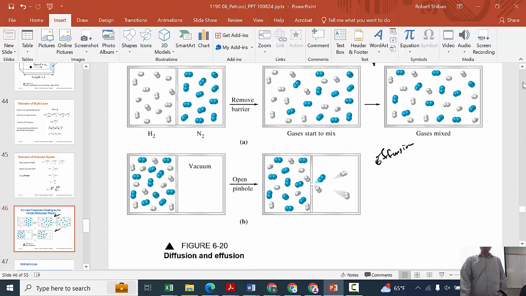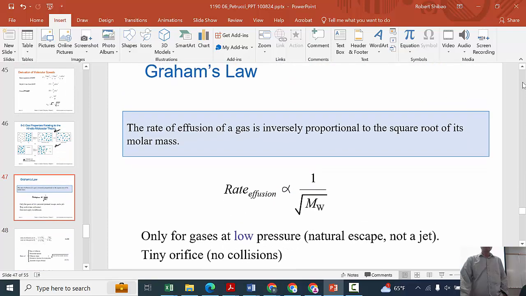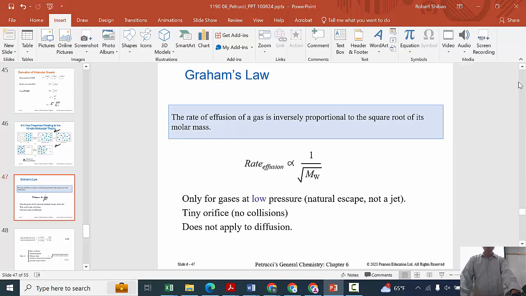Then we have a simple law for this. It's called Graham's law. We could use this for both effusion and diffusion. But the rate of diffusion of a gas is inversely proportional to the square root of its molar mass. So the heavier it is, the slower it moves. But it has this 1 over the square root of molar mass dependence. This is only for gases at low pressure. A tiny orifice does not apply to diffusion. This equation doesn't apply to diffusion. This is just for effusion here.